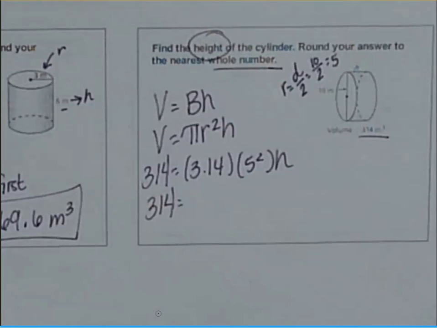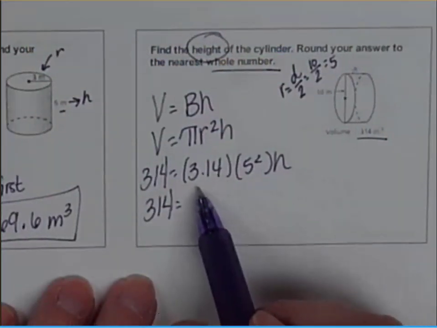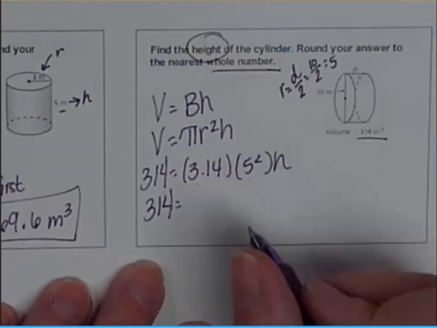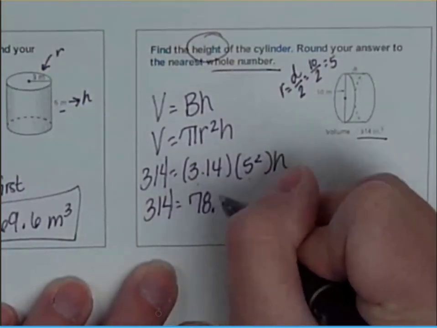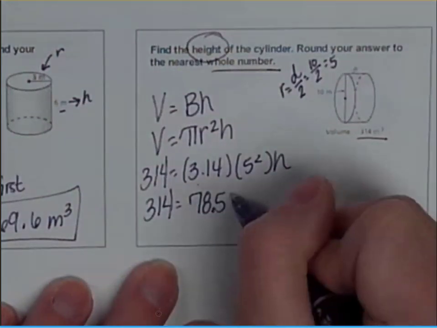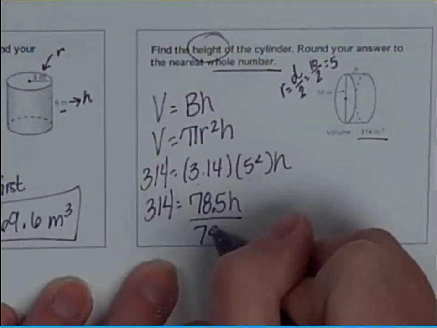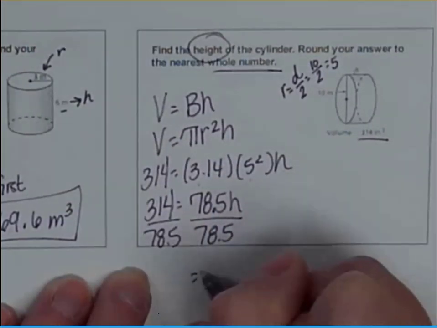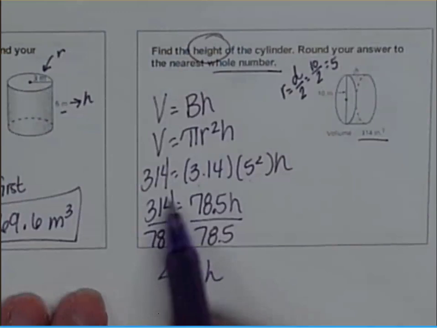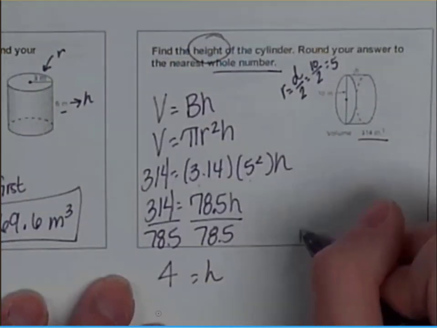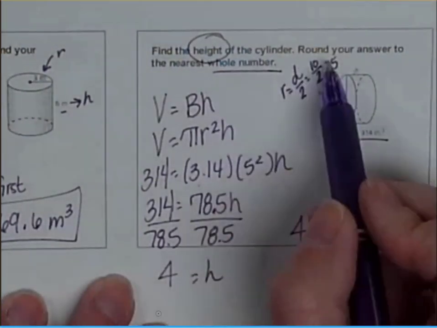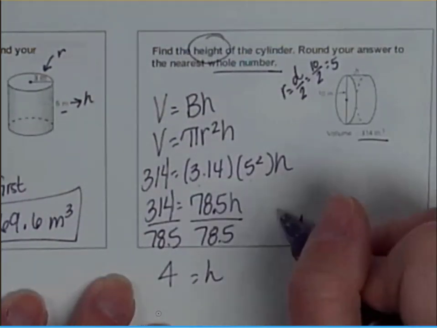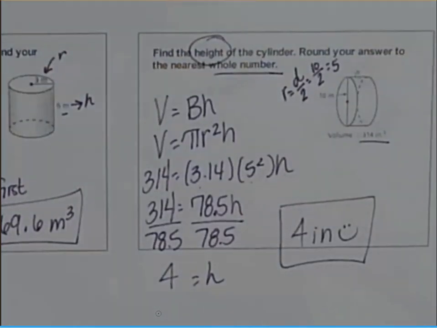So I have 314 equals 5 squared, which is 25, times 3.14, which is 78.5 h. Divide both sides by 78.5 because I want to get h by itself. So I end up with h equals 4. But be careful, you always want to make sure you answer the question. Find the height, and my height is 4 inches. All right, great job.